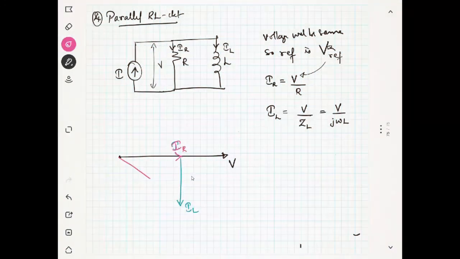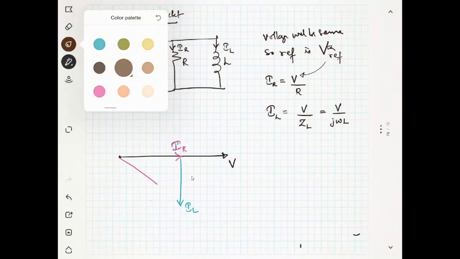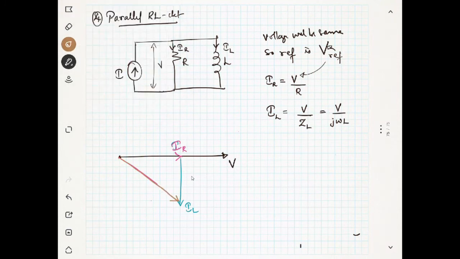So what will be my net current? The resultant current will be in this direction. Am I correct? This is my I. So I can talk about I here, and this is the phase difference.